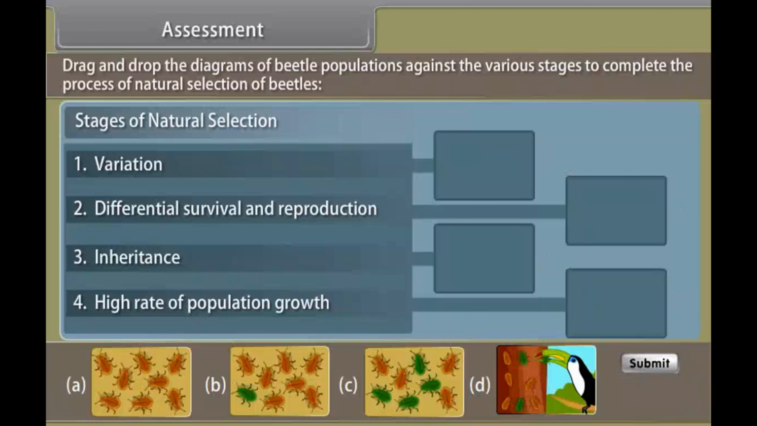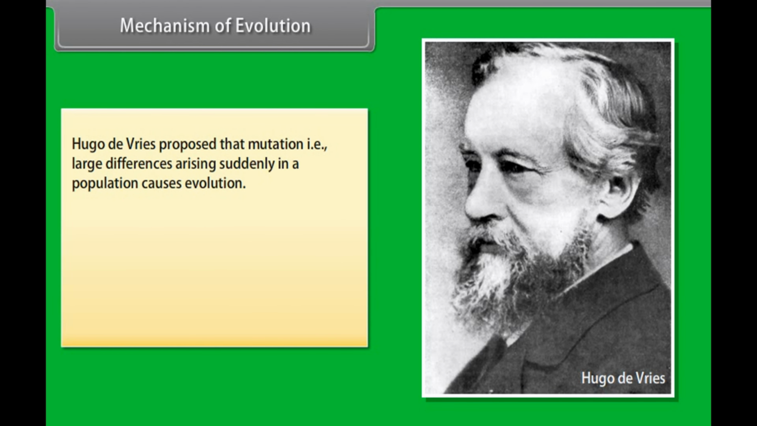Assessment. Before proceeding further, let us know how much you have learned. Drag and drop the diagrams of beetle populations against the various stages to complete the process of natural selection of beetles.